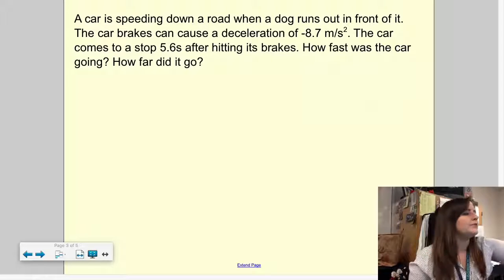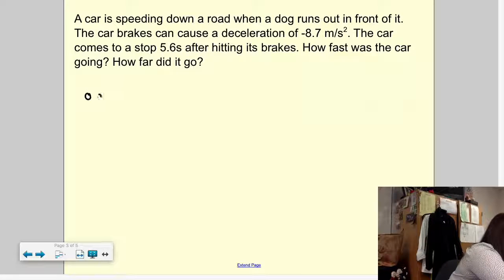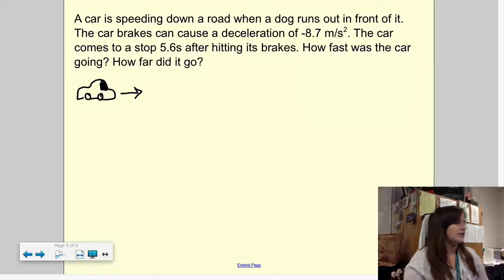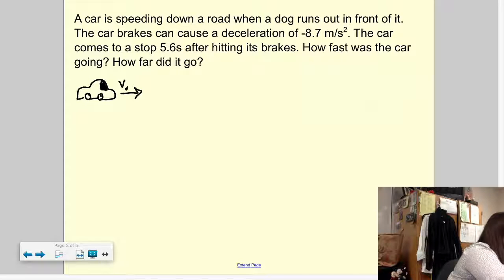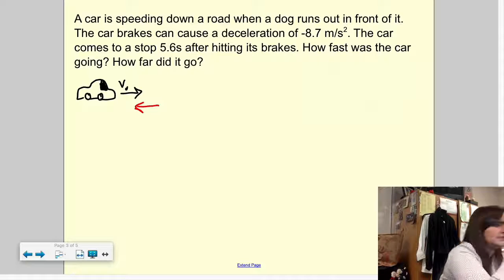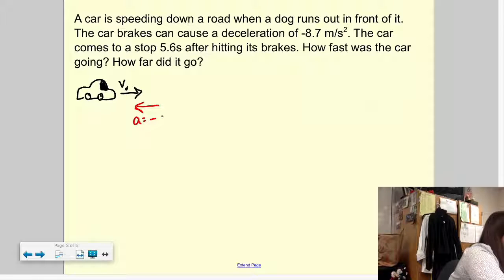A car is speeding down a road. Okay, so we always want to draw a picture. There's my car. It is speeding down a road when a dog runs out in front of it. The car's brakes can cause a deceleration of negative 8.7. So it's going to be stopping. If this is its initial velocity, its acceleration is going to be in the opposite direction. So acceleration equals negative 8.7 meters per second squared.